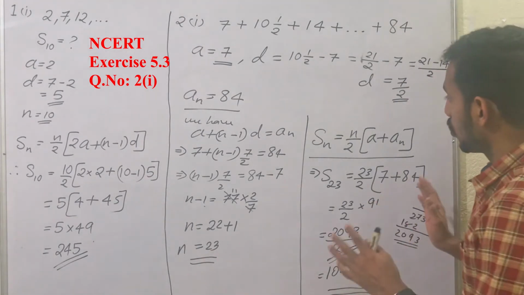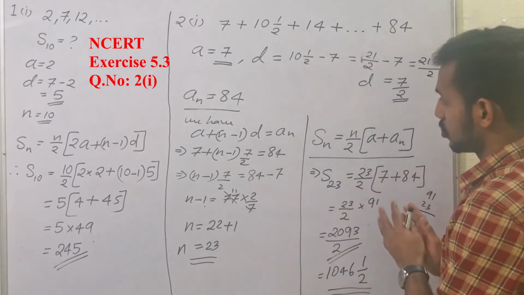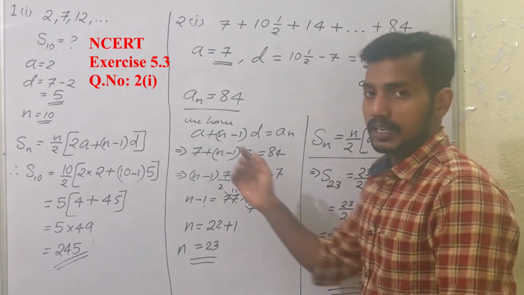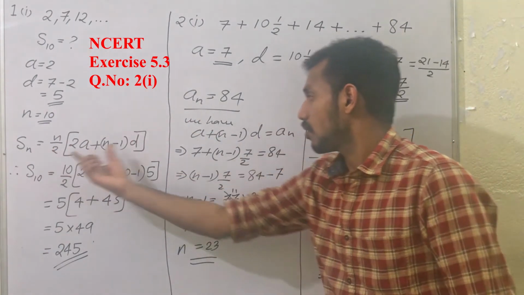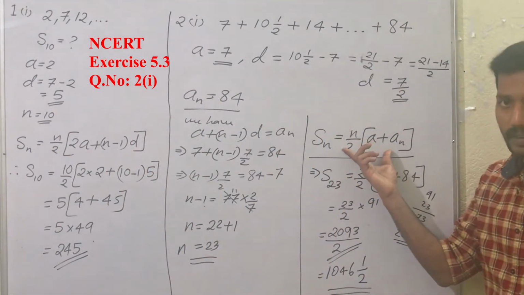It's very important to know which variables are given in the question. According to that we can choose the formula, whether this one or this one. Clear?